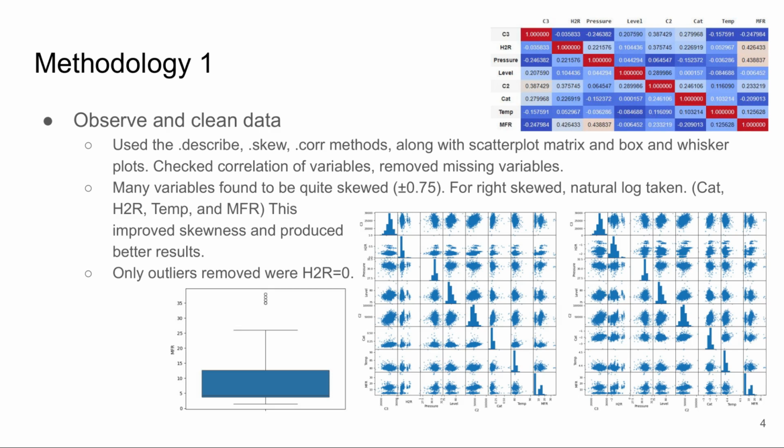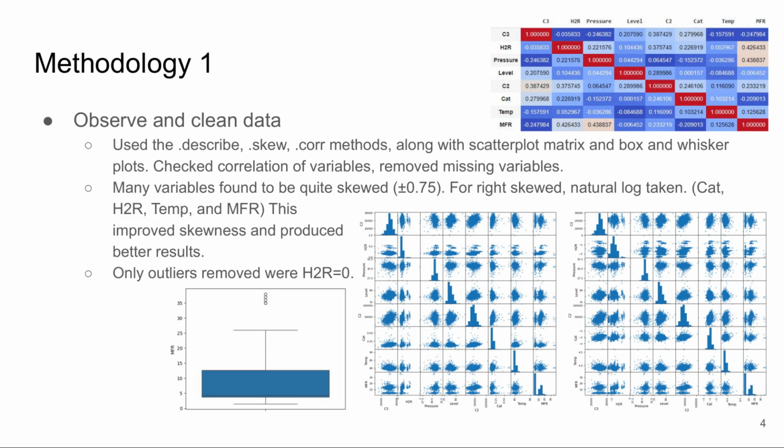So on the left scatter plot matrix, we see the results before this natural log was applied, and on the right, we see the results after the natural log was applied. And you can see there are some slight differences in how specifically those 4 variables are distributed.